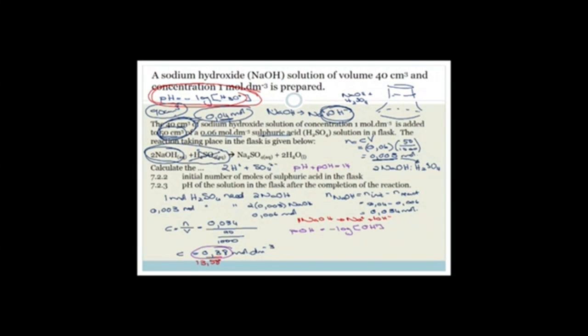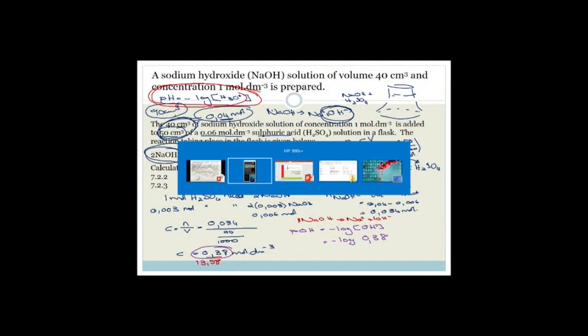So what you could also do, instead of going the whole way of concentration of OH times concentration of hydronium ion equals 10 to the minus 14, and then working out the concentration of the hydronium ion and then substituting to get pH, is use this. You could say pOH is equal to minus the log of the OH minus ion concentration, which is minus log of 0.38. So we pop that in our calculator.